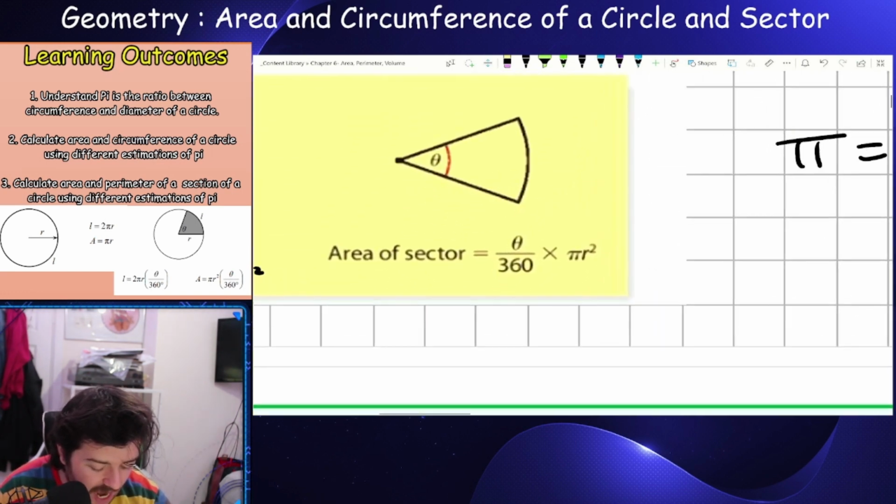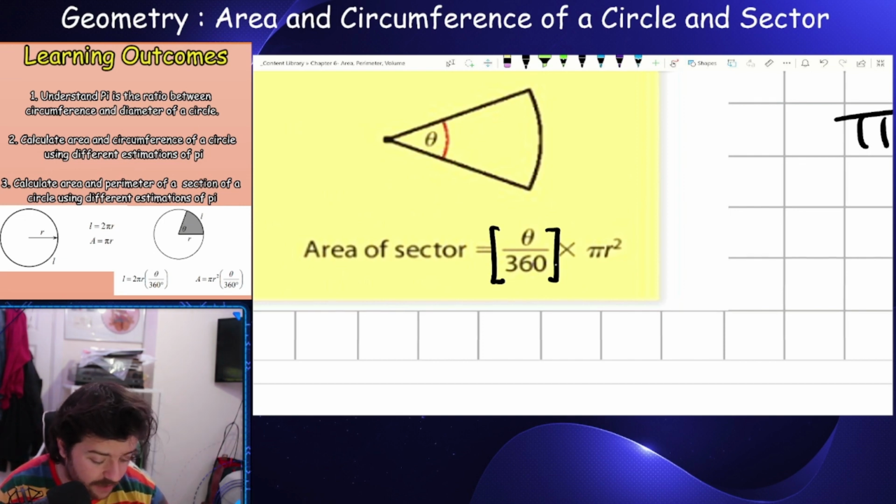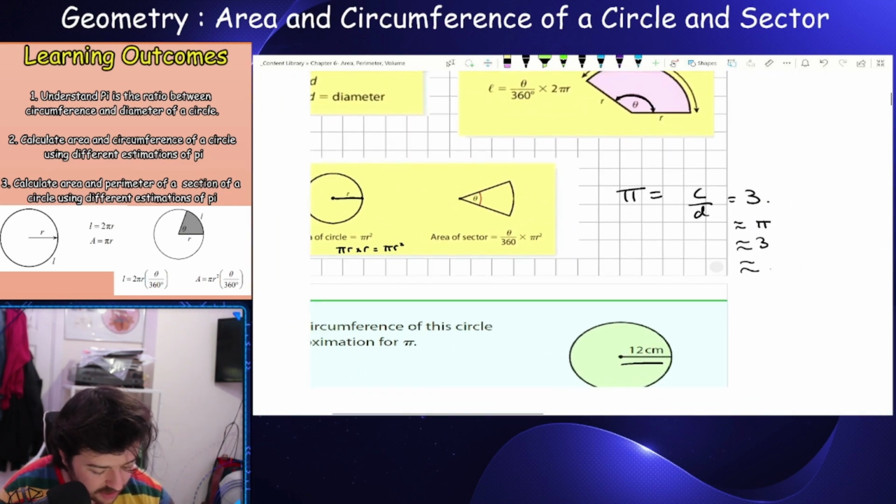Same as here with the area of a sector. If I want to find the area of this sector, I find what fraction of the circle it is by putting the degree over 360. That gives me what fraction of a whole circle it is, and then it's multiplied by the area formula, which is pi r squared, and that gives me the area of a sector. So let's do a question on that now.